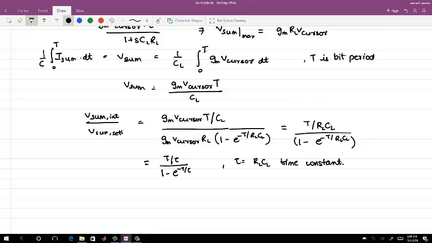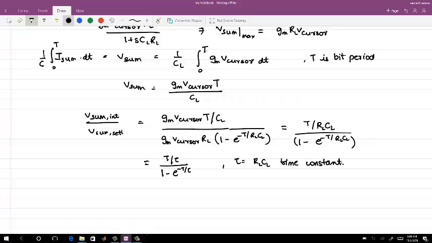Okay. So can you say what about the denominator? What can be the maximum value of the denominator? 1. And if the maximum value of the denominator is 1, at that time what is T by tau? Infinity is fine, so you can say T by tau is infinity. Then as per this equation you see VSUM due to integration is basically infinitely times larger than your VSUM of settling.